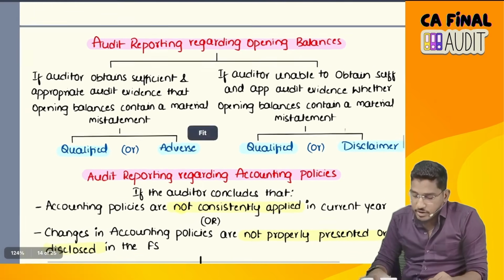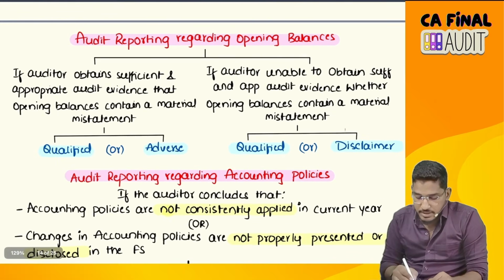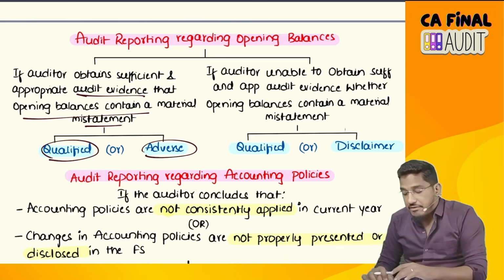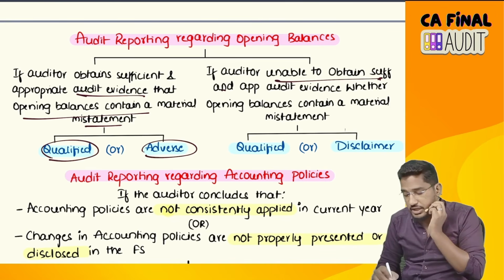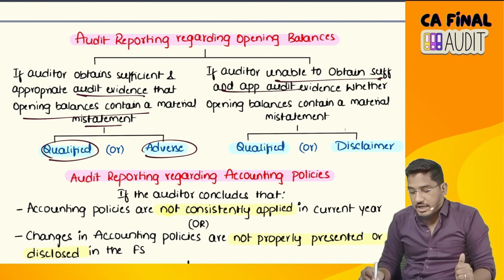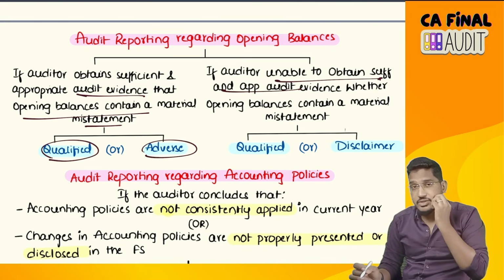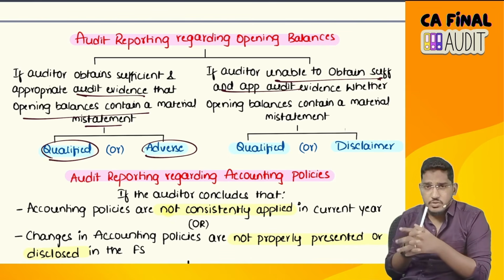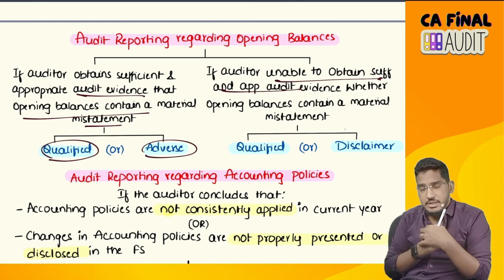Yeah. So by performing all the audit procedures, two outcomes could be possible. If the auditor obtains sufficient and appropriate audit evidence that opening balances contain a material misstatement, either give a qualified opinion or adverse opinion. If the auditor is unable to obtain sufficient and appropriate audit evidence regarding whether opening balances contain a material misstatement or not, you are unable to perform audit procedures. You are unable to obtain audit evidence whether opening balances contain a material misstatement or not.